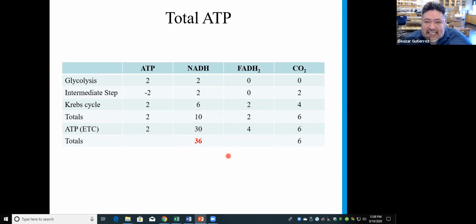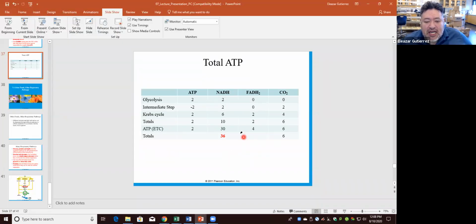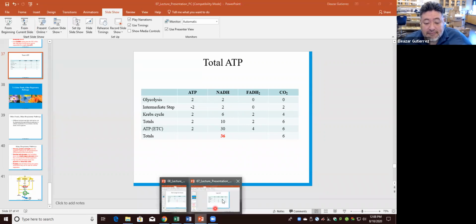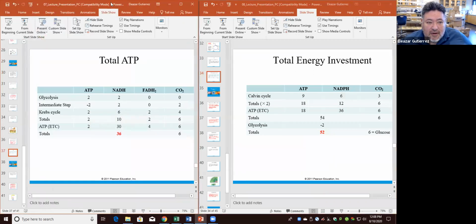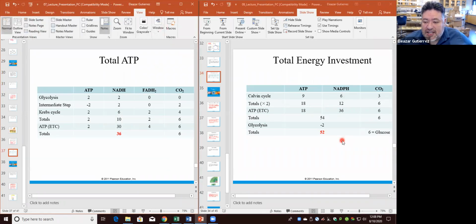But in photosynthesis, to produce that same sugar, how many ATPs do we need? Do we need 36? No, we need 52. We need 52. You guys see what's going on here? So if I have a sugar and I need to harvest energy, I get 36 ATP. If I have ATP and I need to make a sugar, I need 52.